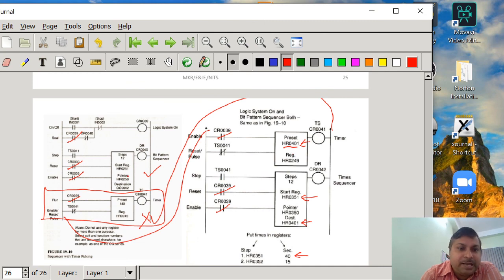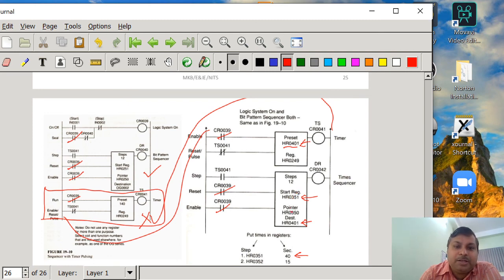Once it is energized, the first step 251 will be performed, and 351 will be performed, and then it will move to the second step. And in the second step, what will happen? Now in the second step, this preset value will be read from the content of 352, that is 15 seconds. Once it is set for 15 seconds, after the 15 seconds, this CR41 is going to be energized. Once it is energized, it is going to pulse this pointer as well as this sequencer.